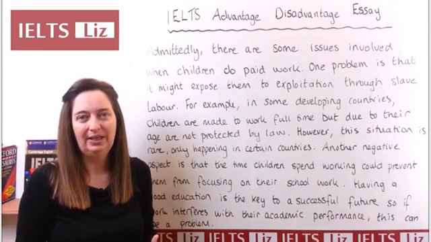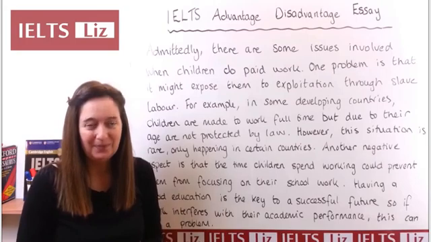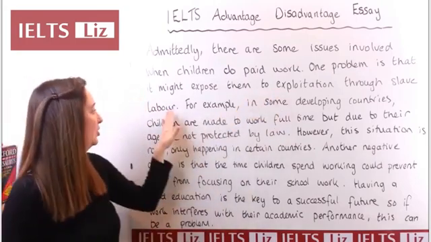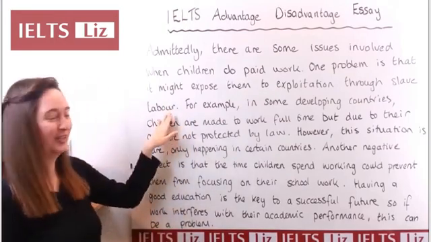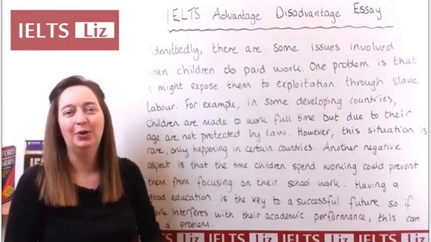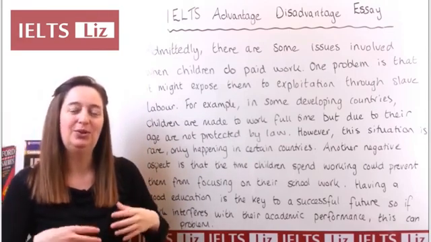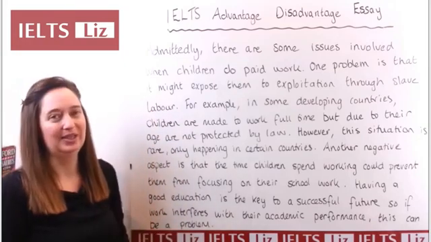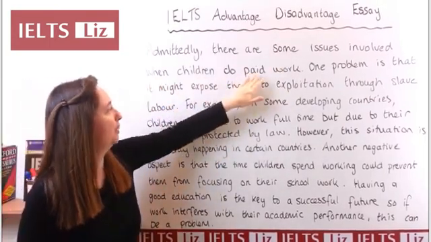If you use the word minor, it's because you're saying that they really are not serious. But if you look at the examples we've got for the disadvantages, we've got exploitation through slave labour. It's not possible for us to say that this is not a serious issue. So therefore we cannot use the word minor or basic for this body paragraph. It's very important that you do use the right language which reflects the ideas that you're using. So instead we've just got some issues. And then we've got involved when children do paid work.